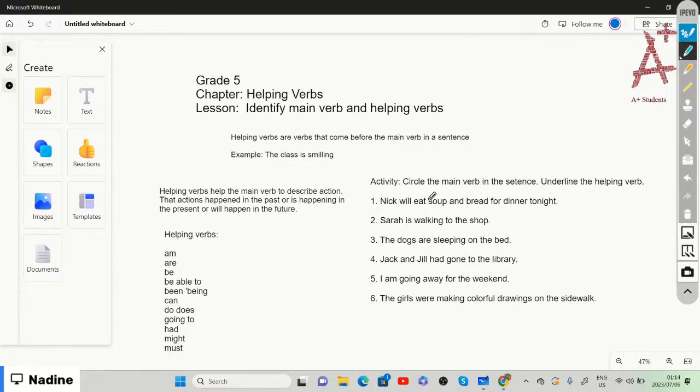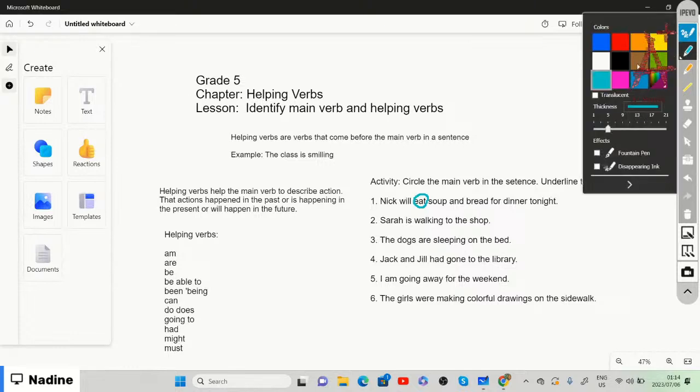So Nick will eat, right? We're going to circle eat. And now we need to underline the helping verb within that sentence. The helping verb is will. So will eat. What is Nick doing? He will eat. Nick will eat soup and bread for dinner tonight, right?